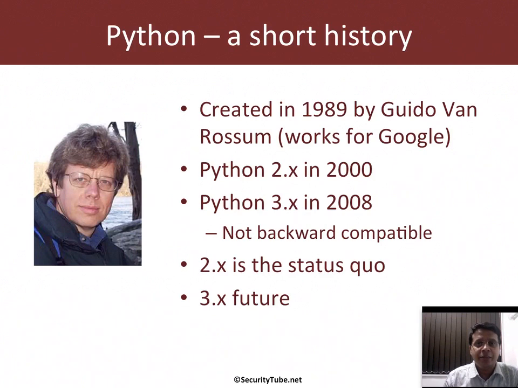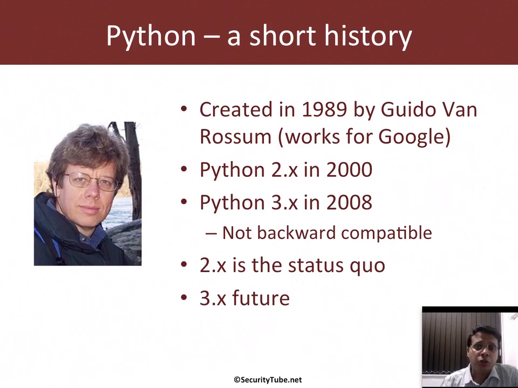Python was created by Guido von Rossum in 1989, and now Guido works for Google in their App Engine team, and Python actually the biggest push in the industry is coming from Google.